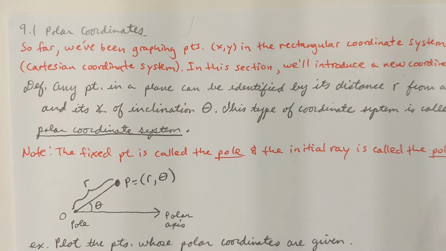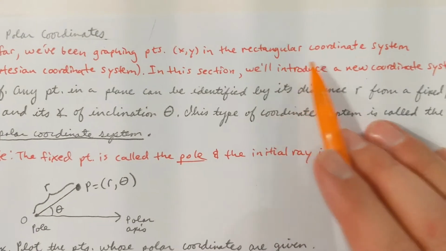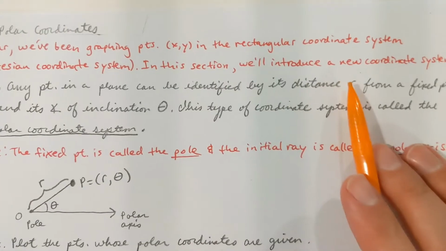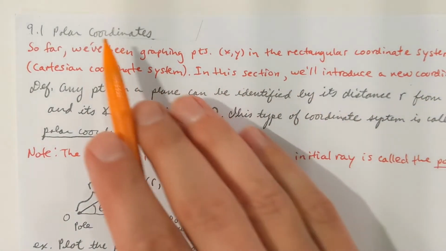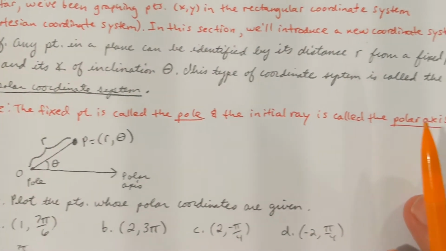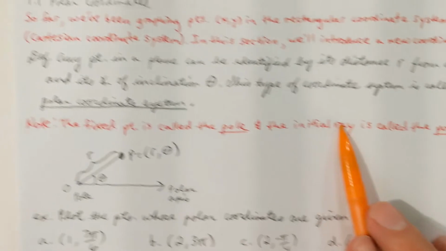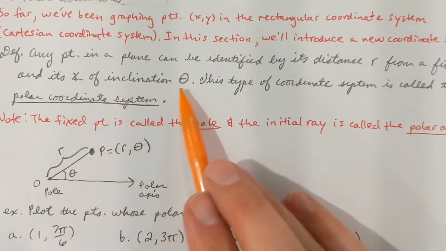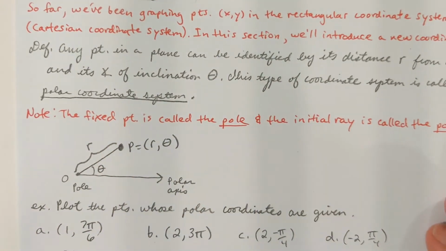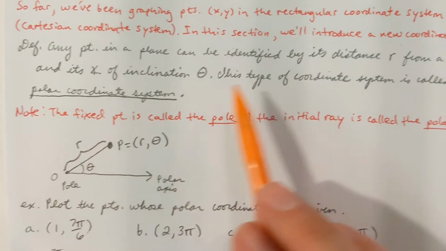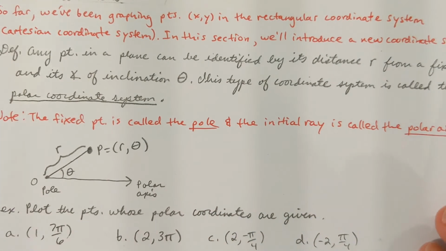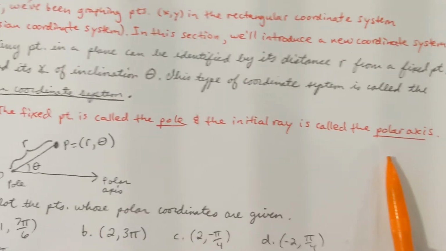So far we've been graphing points x, y in what's called the rectangular coordinate system, or the Cartesian coordinate system we sometimes call it. In this section we're going to introduce a new coordinate system which we call the polar coordinate system. Definition: any point in a plane can be identified by its distance r from a fixed point and its angle of inclination theta. This type of coordinate system is called the polar coordinate system. The fixed point that I'm talking about in the wording here is sometimes called the pole, and the initial ray is called the polar axis.